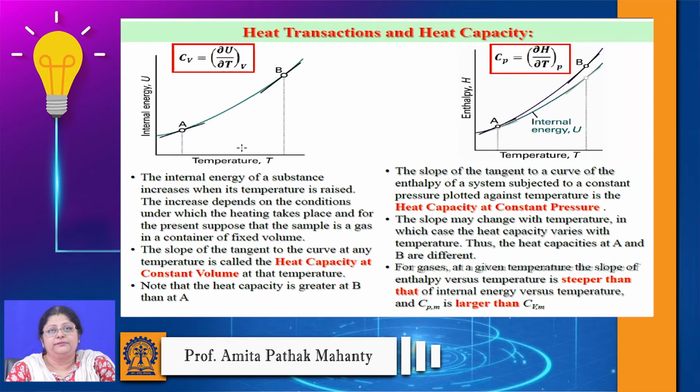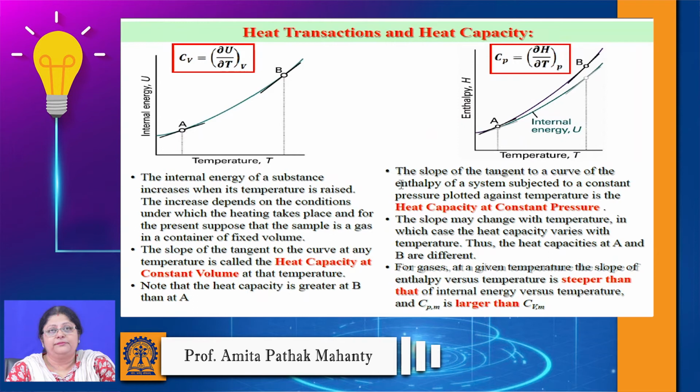And if you see, the internal energy of a substance increases when you increase the temperature, and the increase depends on the condition under which the heating is taking place. For example, let us suppose the sample is a gas held at a fixed volume. The slope of this curve gives you the heat capacity at constant volume. If you compare the slope here and the slope here, you will see this slope is much higher than this one. So the Cv value will be higher at higher temperature.